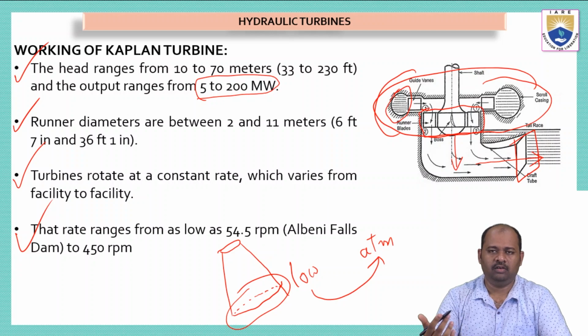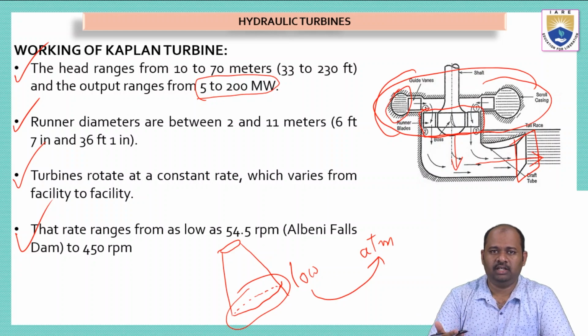Smaller turbine or larger turbine, depending on the rated speed of the generator also, we have to select a turbine of required RPM.